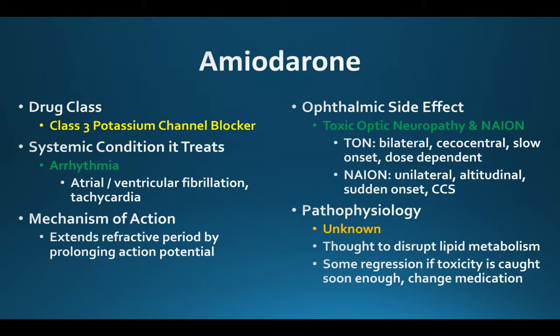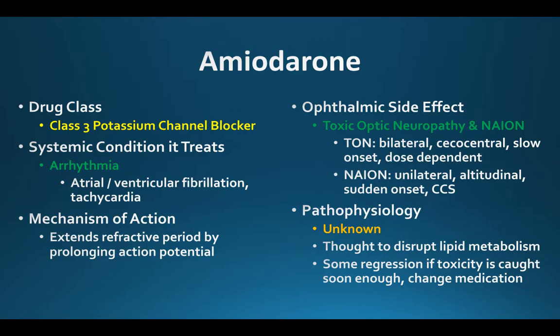So, like we said before with ethambutol, the toxic neuropathy is going to be bilateral. And to go into a little bit more detail here, the visual field defects are going to be cecocentral. It has a slower onset, and it's also dose dependent, as said before. The non-arteritic is going to be unilateral. It produces altitudinal defects, and it has a sudden onset. And with these, you can actually treat it with corticosteroids, and that will actually cause some regression as well.